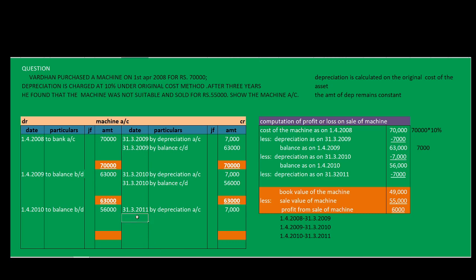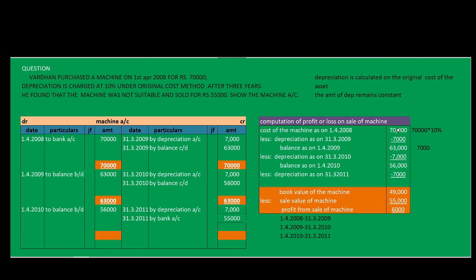Now on the same day, after utilizing it for 3 years, immediately what happened? We are selling the machine for rupees 55,000. So when you purchase the asset, you write to bank account, whereas if you sell the asset, you should write by bank account. For how much did you sell it? 55,000.